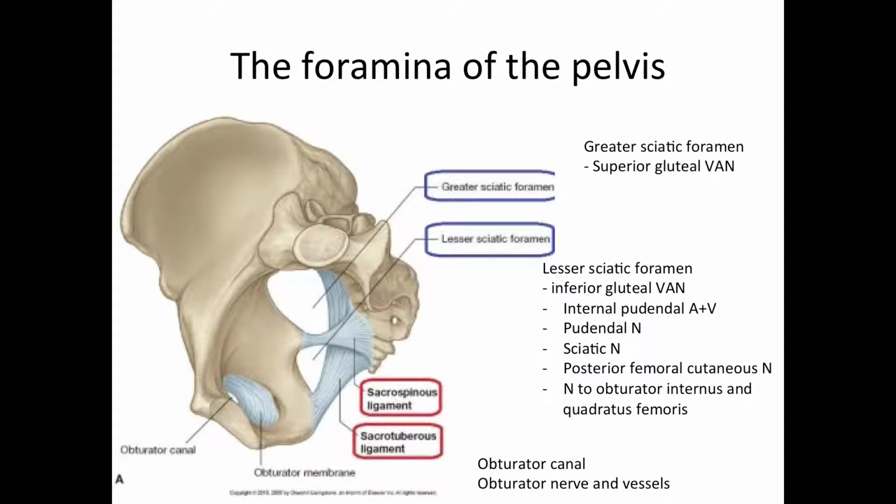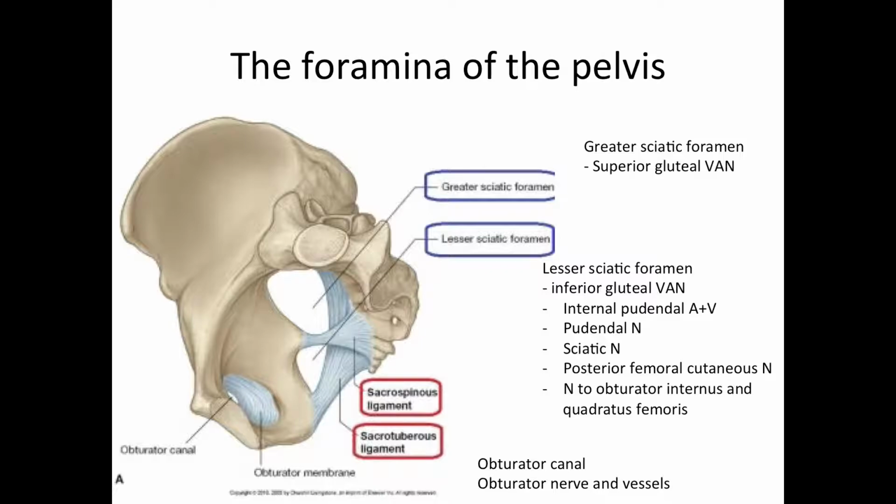In terms of the foramina of the pelvis, there's the greater sciatic foramen, which is the most superior foramen and is bordered superiorly by the anterior sacroiliac ligament, medially by the sacrotuberous ligament, inferiorly by the sacrospinous ligament, and laterally by the ilium, and it contains the superior gluteal vein, artery, and nerve. Then there's the lesser sciatic foramen, which is bordered superiorly by the sacrospinous ligament, inferiorly and medially by the sacrotuberous ligament, and laterally by the ischium.